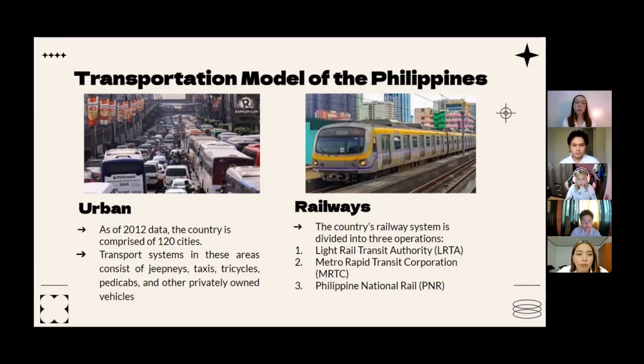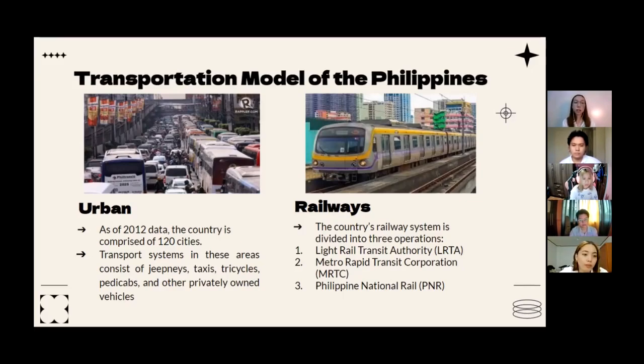Like the other urban areas, Metro Manila's public roads are mainly provided by private sectors. So the railway system of the Philippines is divided into three categories: Light Rail Transit or LRT, Metro Rapid Transit or MRT, which are both operating in Metro Manila, and the Philippine National Railways or PNR in the southern area of Metro Manila. Two lines of LRT are under a government-owned corporation, the Light Rail Transit Authority, while the other one was funded and constructed by Metro Rapid Transit Corporation, a private entity.